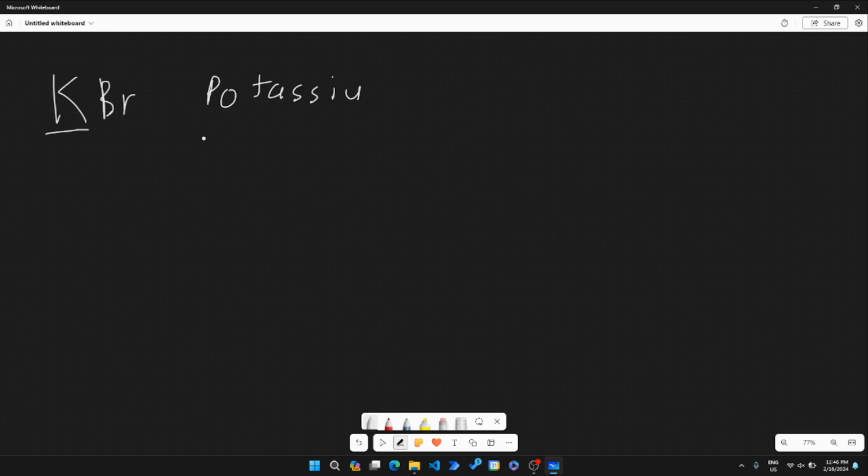And then the second element is bromine, but it has a charge. So remember, an anion that is formed by itself changes its ending to -ide. So this is potassium bromide.